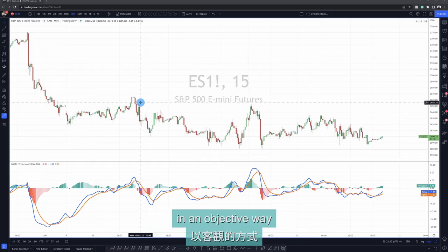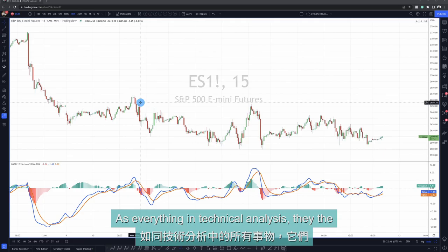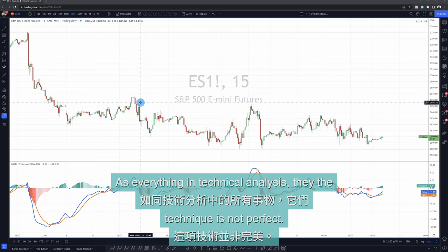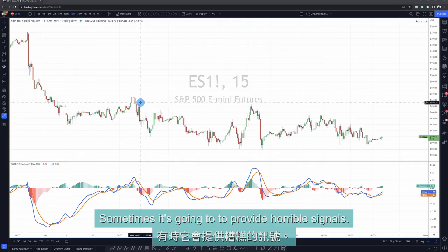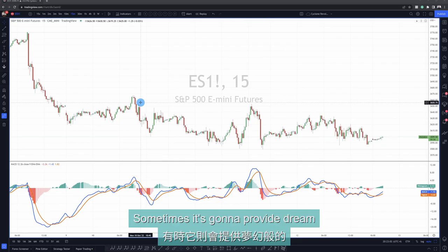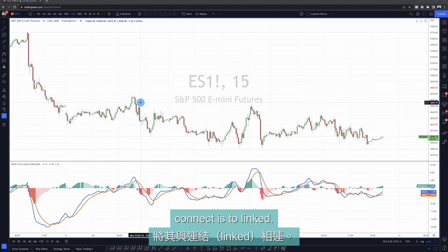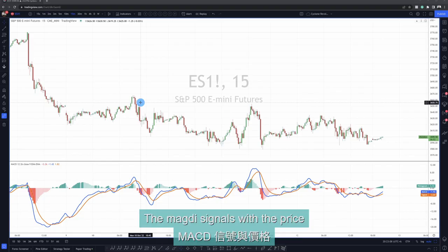As with everything in technical analysis, the technique is not perfect. Sometimes it's going to provide horrible signals. Sometimes it's going to provide dream signals. And the most important part is to link the MACD signals with the price action, with the wave count.